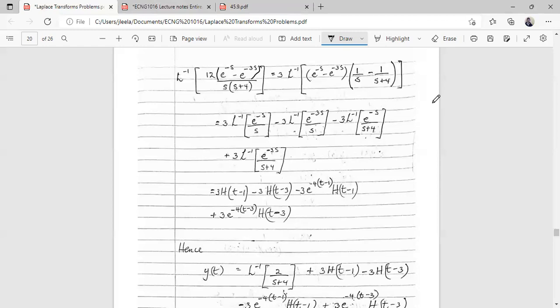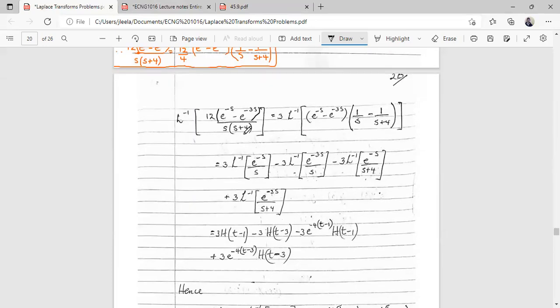And then the last part, same thing by the third part. So e to the minus 4 (t minus 3) times the Heaviside at t minus 3. So basically the e to the minus 4 (t minus 3) is your function of t minus your t naught, and your t naught here is 3, right? So this gives us the Laplace inverse of this part here.